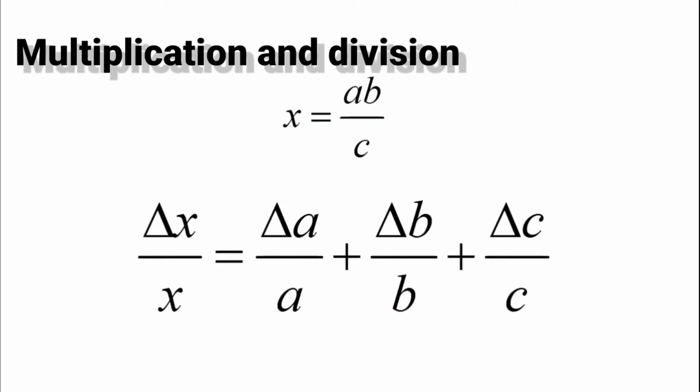In this case, we have x equals a times b over c. The combination of uncertainty for x is delta a over a plus delta b over b plus delta c over c. The combination of uncertainty for multiplication and division can be calculated as the sum of the relative uncertainty for a, b and c. Or you can add the percentage of uncertainty of a plus b plus c. Remember, percentage of uncertainty is just relative uncertainty times 100%.